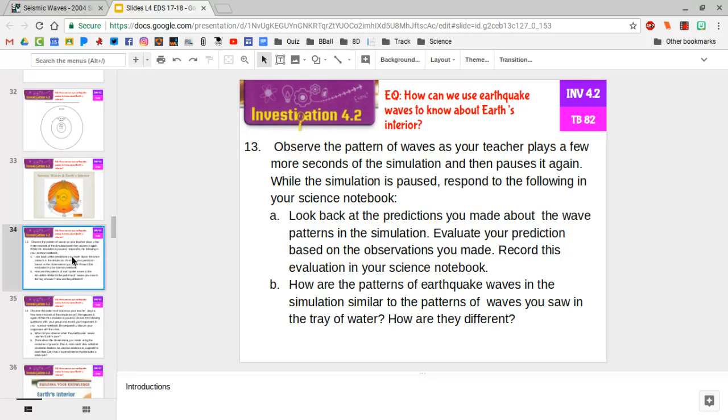You're going to observe as I play this a few more seconds, and then when the simulation is paused, respond to the following questions in your notebook, 13A and 13B.